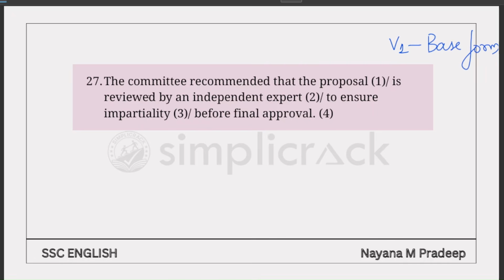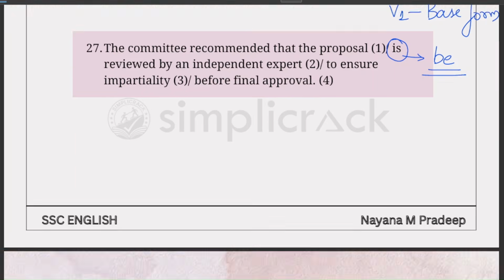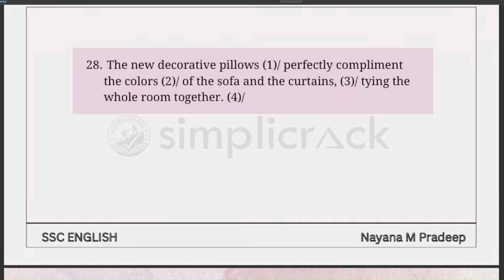So when you look here, the committee recommended that the proposal is reviewed. Is reviewed. So here you know this is not the base form. Which is the base form of is? It is be. The bare infinitive form or the base form or the V1 form is be. So the correct answer is: the committee recommended that the proposal be reviewed by an independent expert to ensure impartiality before final approval. Okay. Next question.